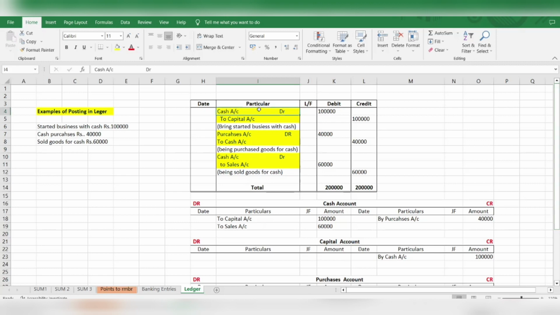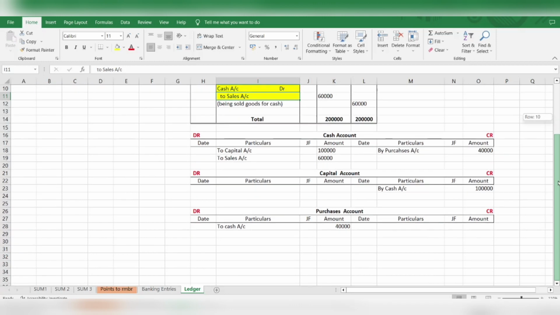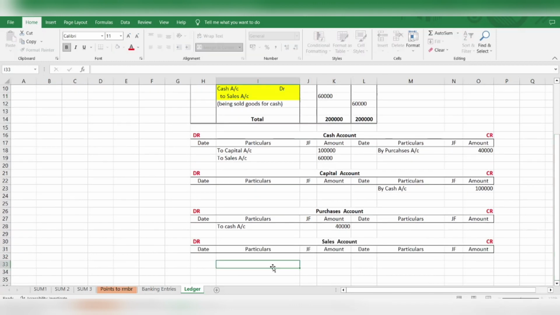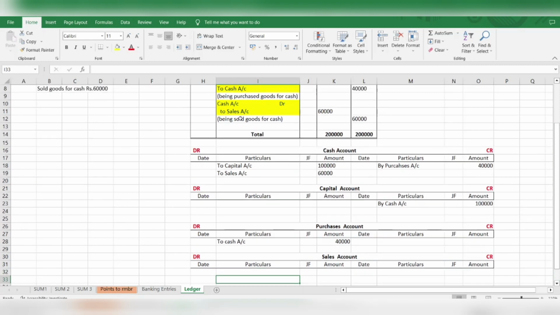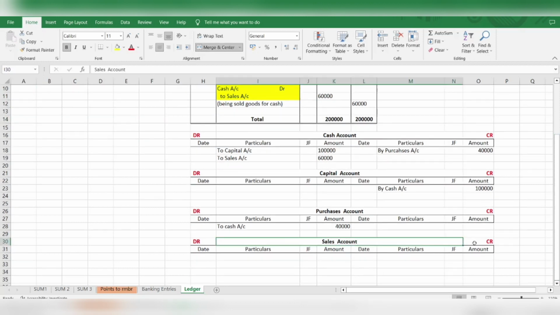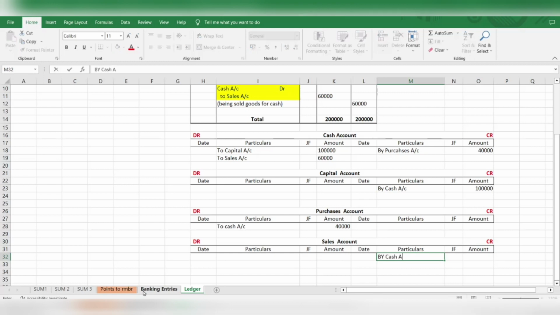Next, which account is remaining? Cash account we prepared, capital account is prepared, purchase account is prepared. Lastly, sales account is remaining. Let us make a sales ledger too. Okay, so cash account is debit to sales account, which means sales is credited here. Sales account is credited by cash account for rupees 60,000.